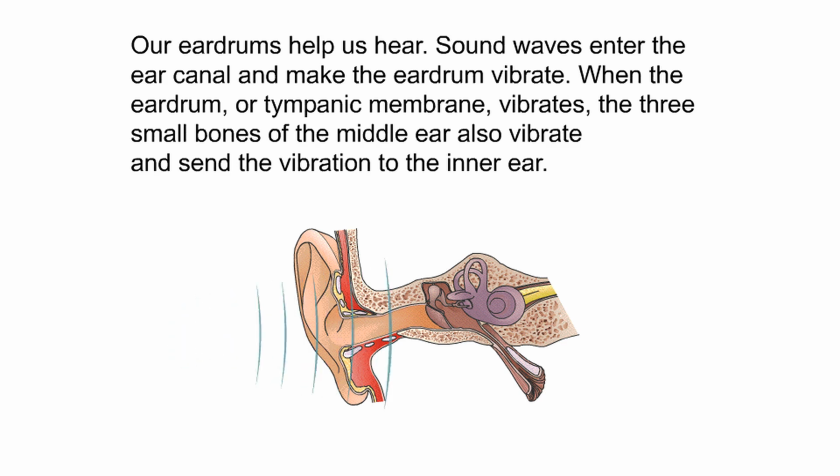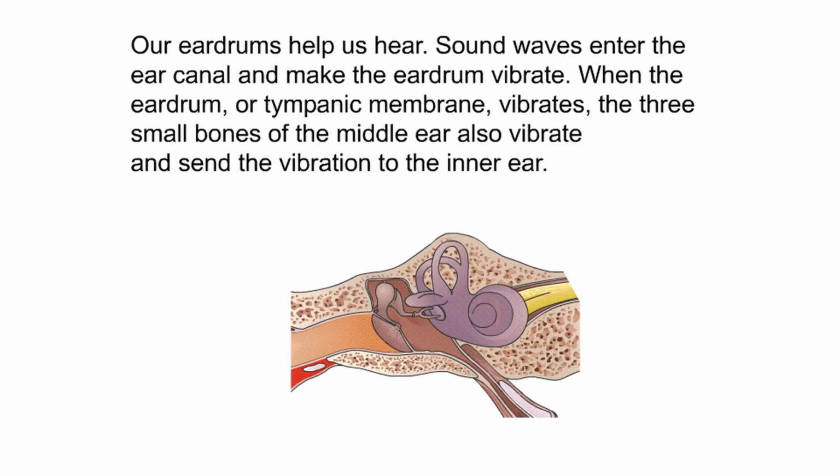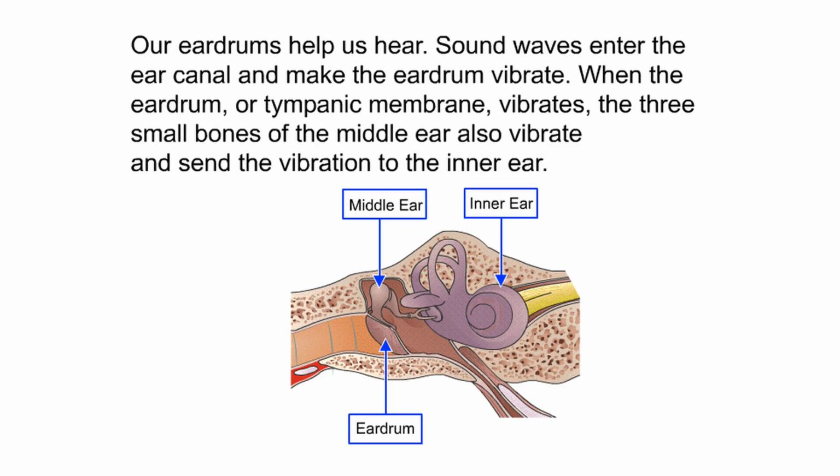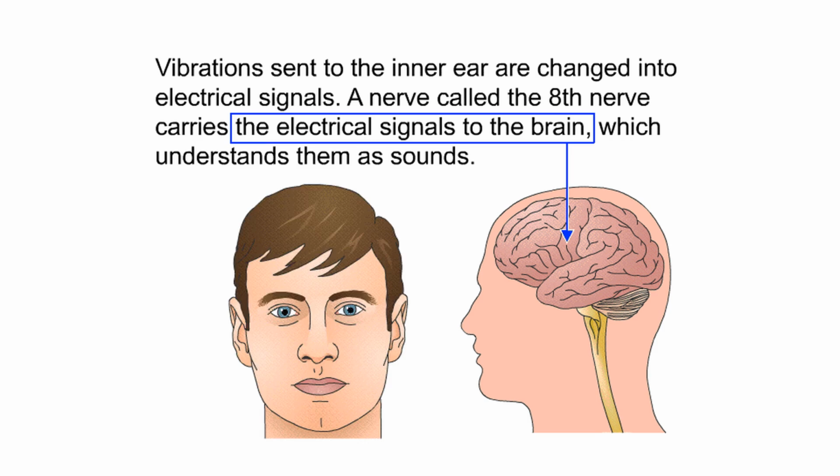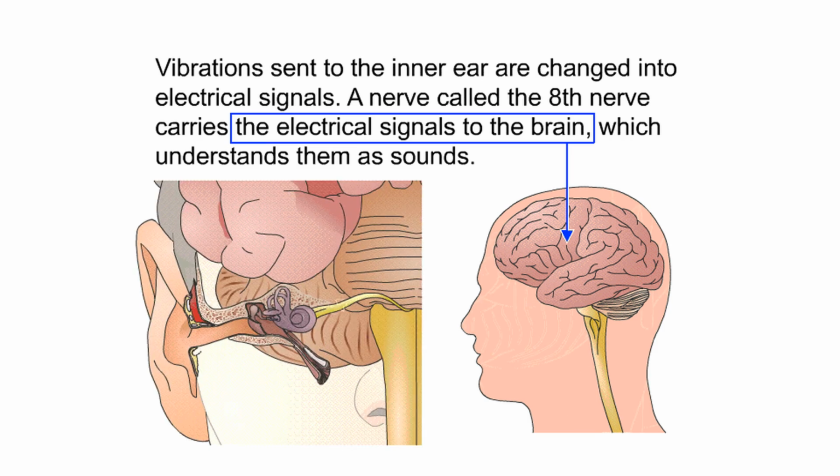Our eardrums help us hear. Sound waves enter the ear canal and make the eardrum vibrate. When the eardrum or tympanic membrane vibrates, the three small bones of the middle ear also vibrate and send the vibration to the inner ear. Vibrations sent to the inner ear are changed into electrical signals. A nerve called the eighth nerve carries the electrical signals to the brain, which understands them as sounds.